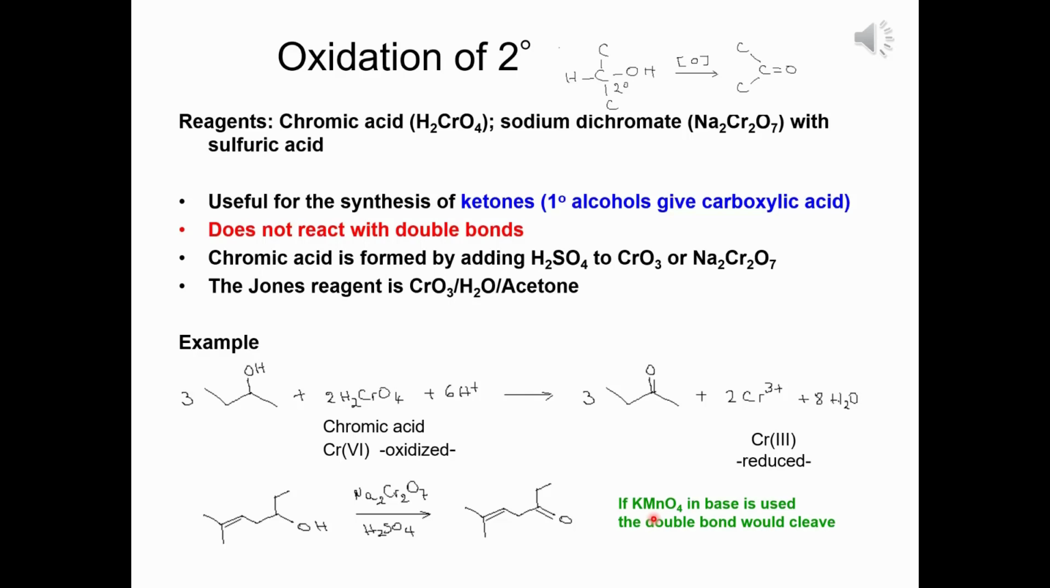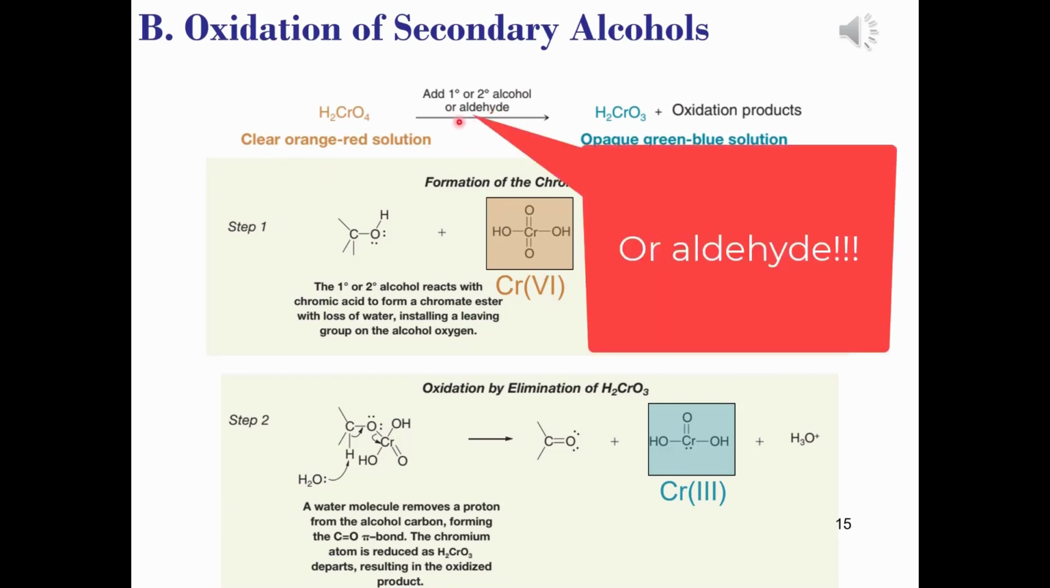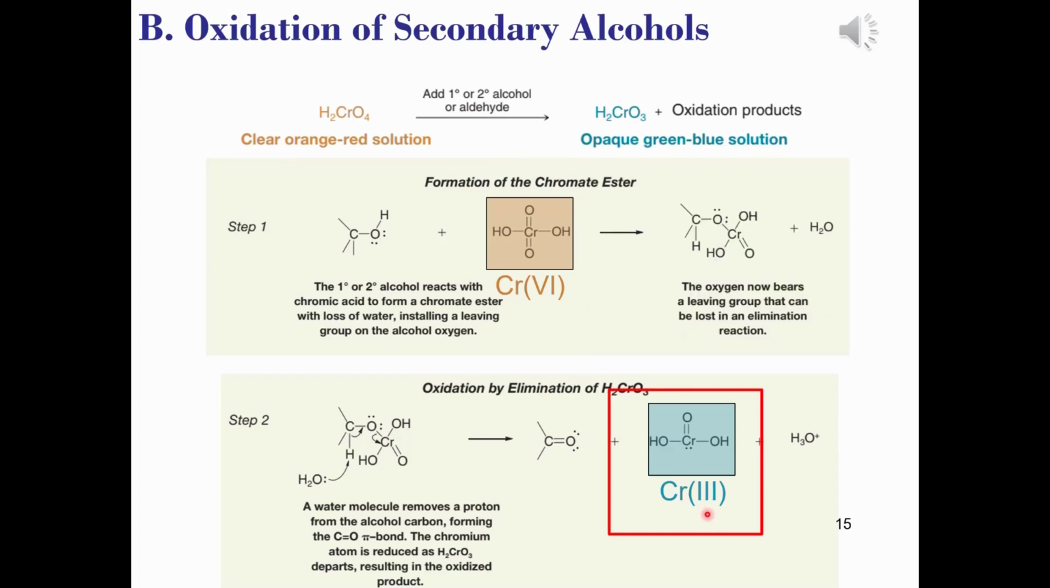Please note, you do not need to know the mechanism here, it's just a useful aside. In chromic acid, the oxidation number of chromium is +6, and this happens to be a clear orange-red solution. Once the primary or secondary alcohol is added, chromium is reduced to chromium 3+ ions, which provide an opaque green-blue solution. This colour change is a useful tool to organic chemists when monitoring the reaction and seeing whether any oxidation has taken place. In brief, the oxygen of the alcohol involved reacts with chromic acid to form a chromate ester by the loss of water.